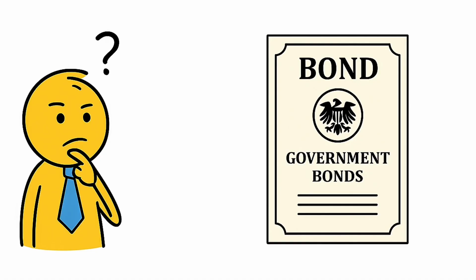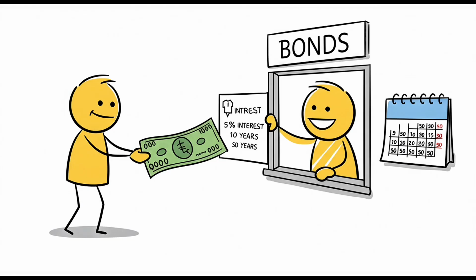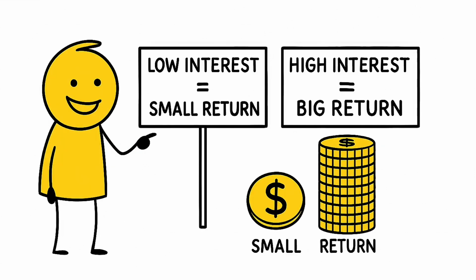Now imagine that you want to invest in government bonds. Here's how it works. You lend money to the government, and the government pays you interest over time. Let's say you buy a $1,000 bond that pays 5% interest for 10 years. You'll receive $50 per year for 10 years. Yes, the higher the interest rate, the higher the return on your investment.